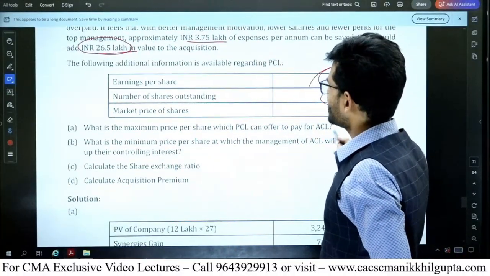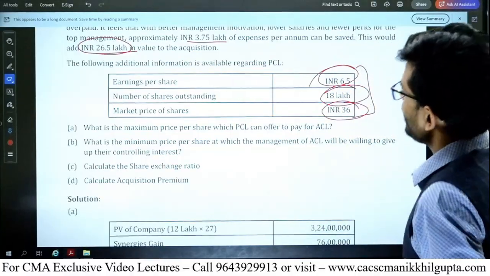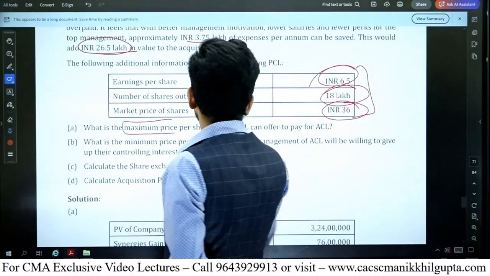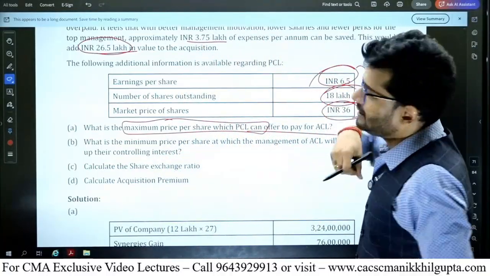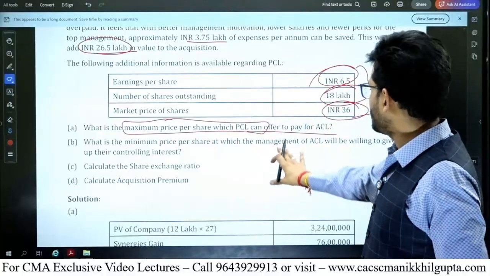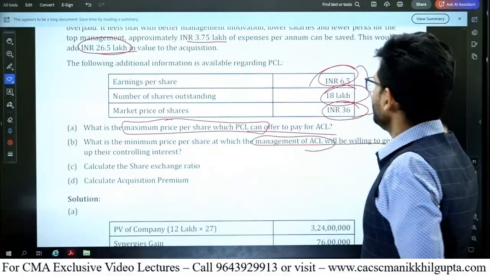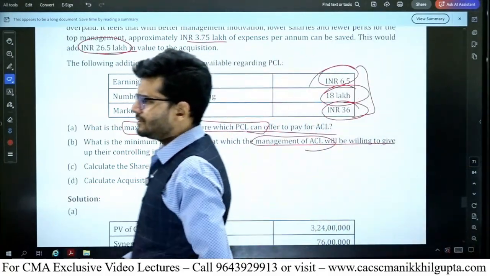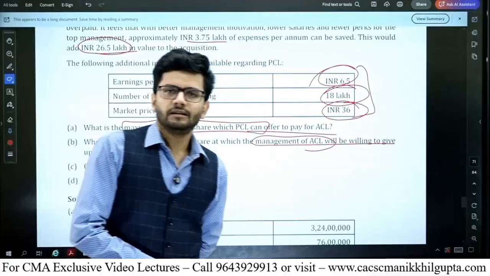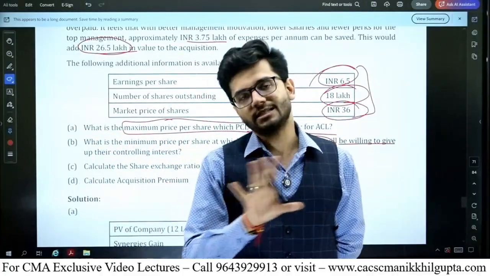Earning per share, number of outstanding shares, and market price per share of PCL company are given to you. What is the maximum price per share that PCL can offer to pay for ACL? Maximum price means the entire synergy benefit is transferred to the shareholders of ACL. What is the minimum price per share at which management of ACL will be willing to give up their controlling interest? It is the additional value derived from the reduction in salary, plus their equity value. That's it.